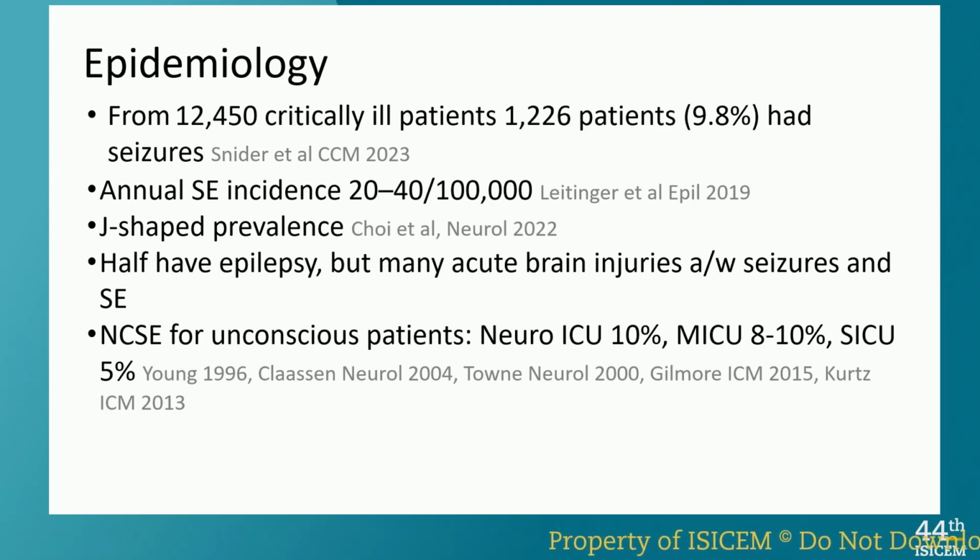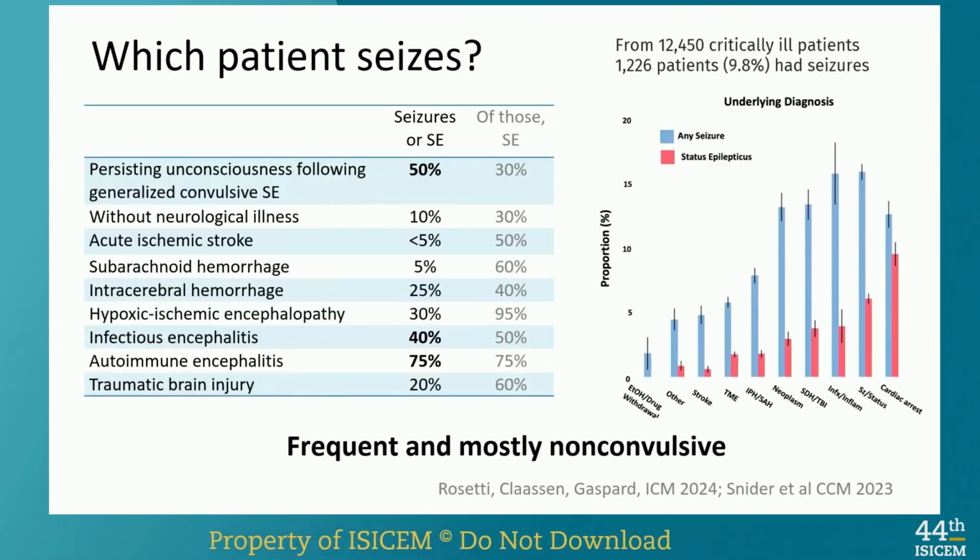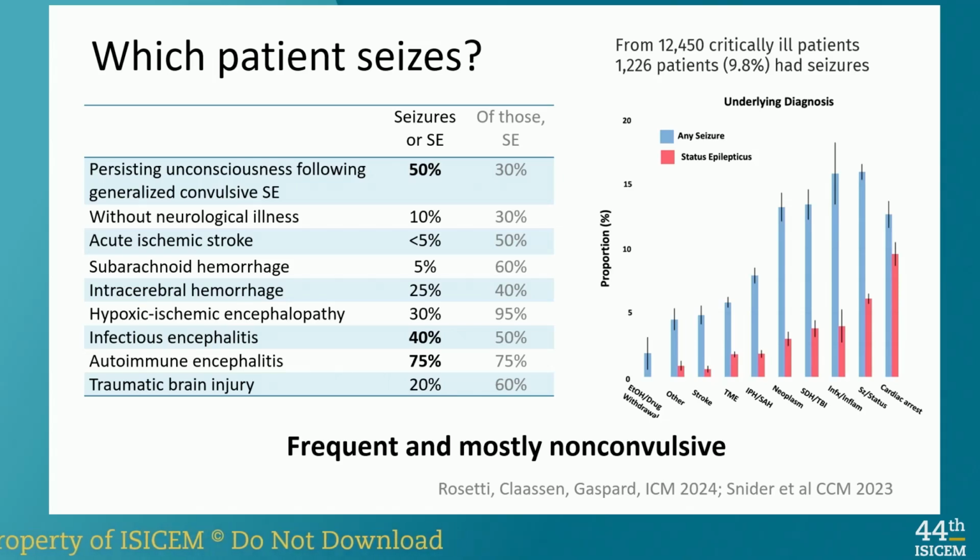So all of us have to know about that. It's not just for the neurologist or neurointensivists. So when you look at the table on the left, you can see that depending on what kind of admission diagnosis you have, there are different rates of electrographic seizures. It's most common in patients that had convulsive status earlier and then stopped seizing.